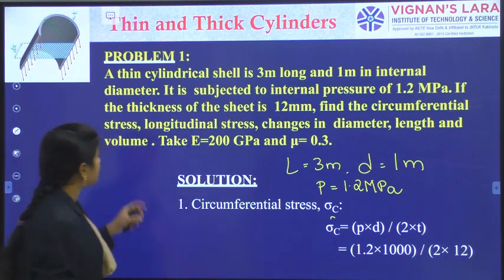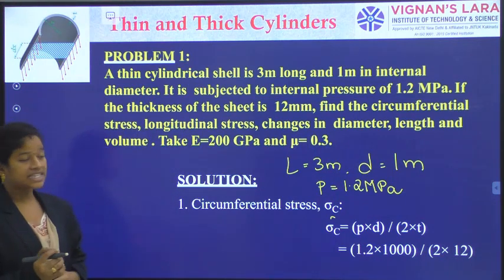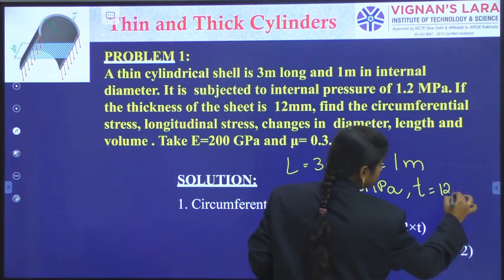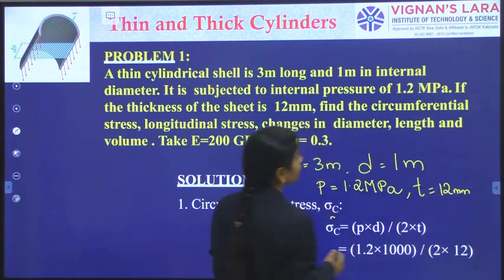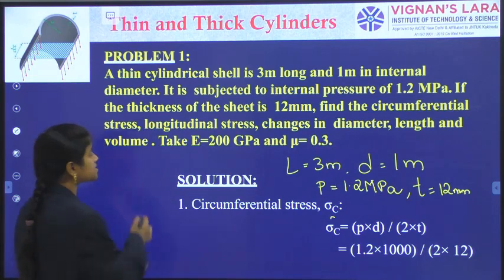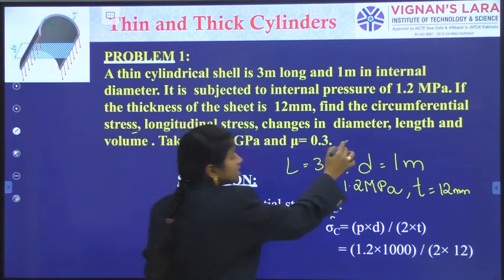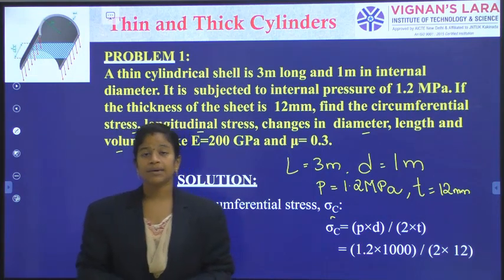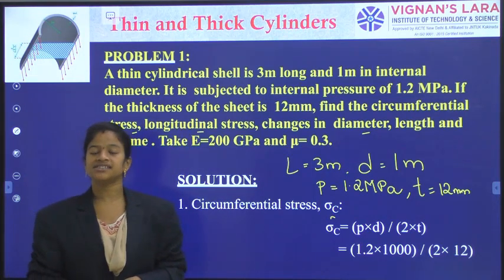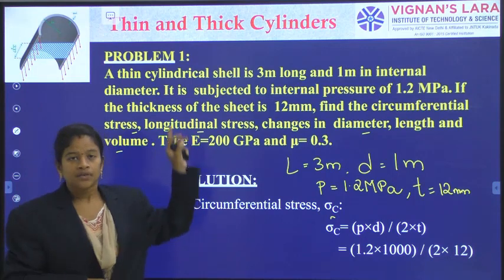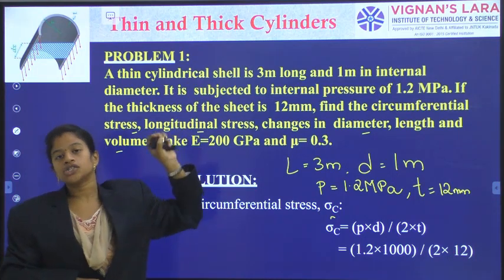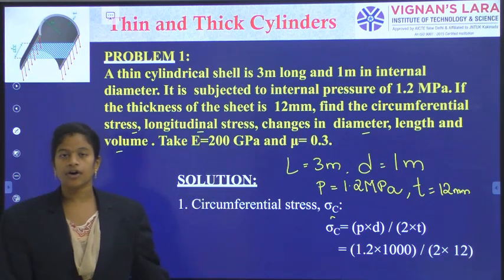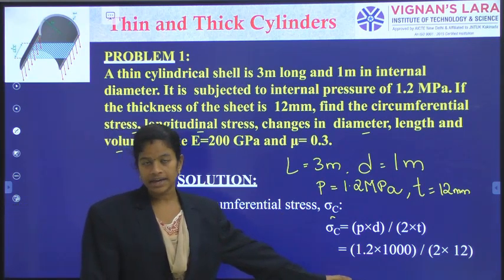Now, if the thickness of the sheet is 12 mm, find the circumferential stress, longitudinal stress, change in the diameter, change in the length and volume, and the corresponding stresses. So firstly, from what they have given, you should use the formula and finally reach the answer. Till now, we have discussed the formulas, and we have come to this point.